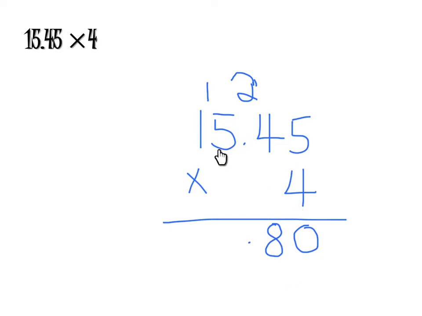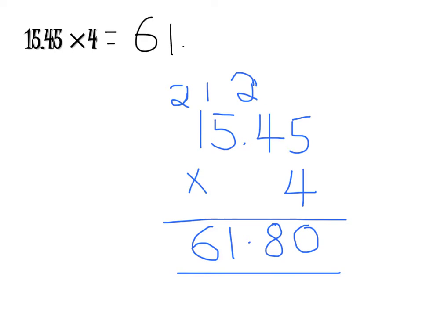4 times 5 is 20. 20 plus 1 is 21. So 2, 1. Okay. And finally 1 times 4 is 4 plus 2 is 6. So 6. So final answer is 61.80 or 61.8. It's up to you.